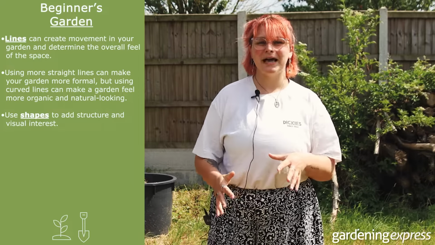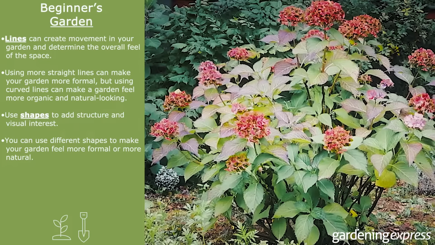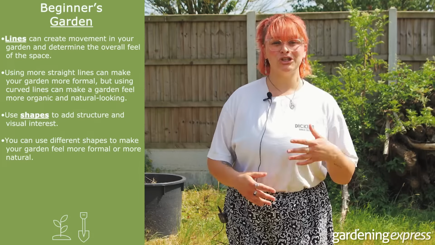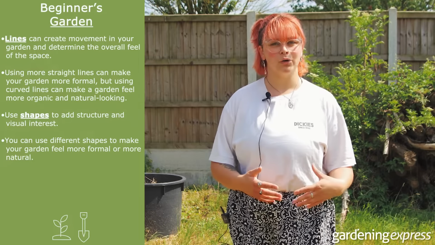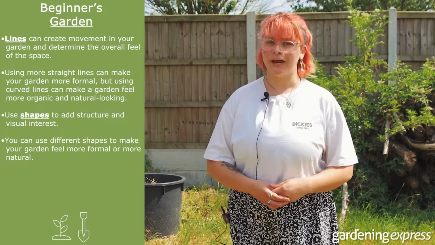Another element that you can use in your garden is shape. So you can use different shapes to add some structure and visual interest in your garden. Just like with the lines, you can use different shapes to make it more formal or more natural and organic. So geometric shapes like circles and squares can make your garden feel more formal, and more free-flowing, organic shapes can make it look a bit more natural.